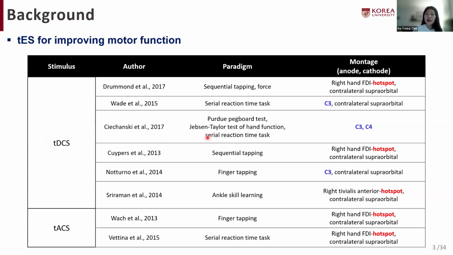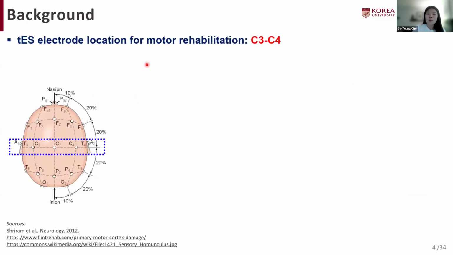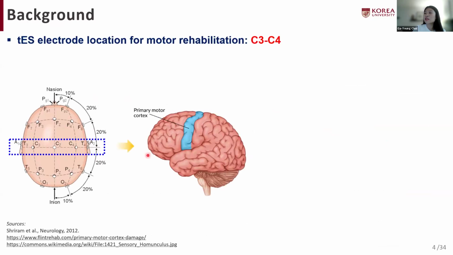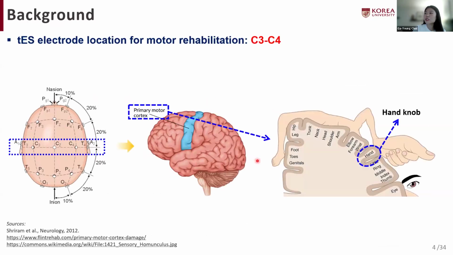In more detail, as shown in this figure, based on many previous studies, TES electrodes are commonly placed at the C3 and C4 locations based on the International 10-20 system, or the motor hotspot, for enhancing hand motor function. First of all, the position of C3, C4 typically refers to the electrode located anatomically near the primary motor cortex, especially the hand knob area, which anatomically governs our hand movements.